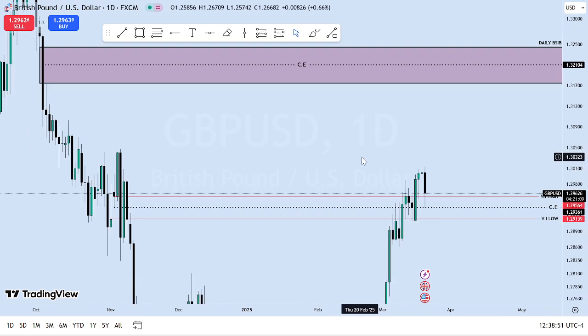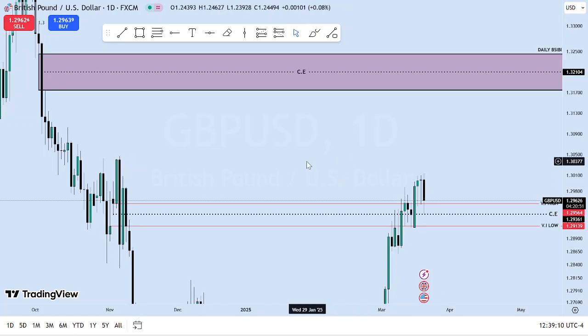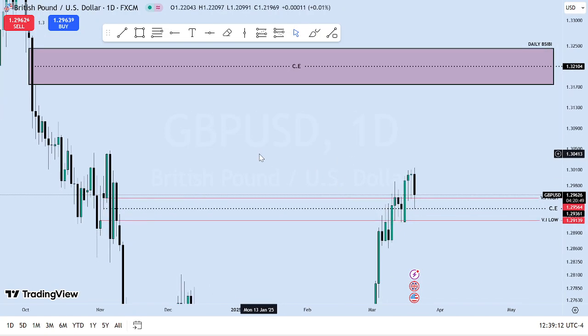Some British pounds chat, the daily chart. So we'll be looking at price action, how price has been trading this week, and anticipating a price movement in the future. Here is the daily chart, that is the daily time frame. Each candle you see here represents a day.